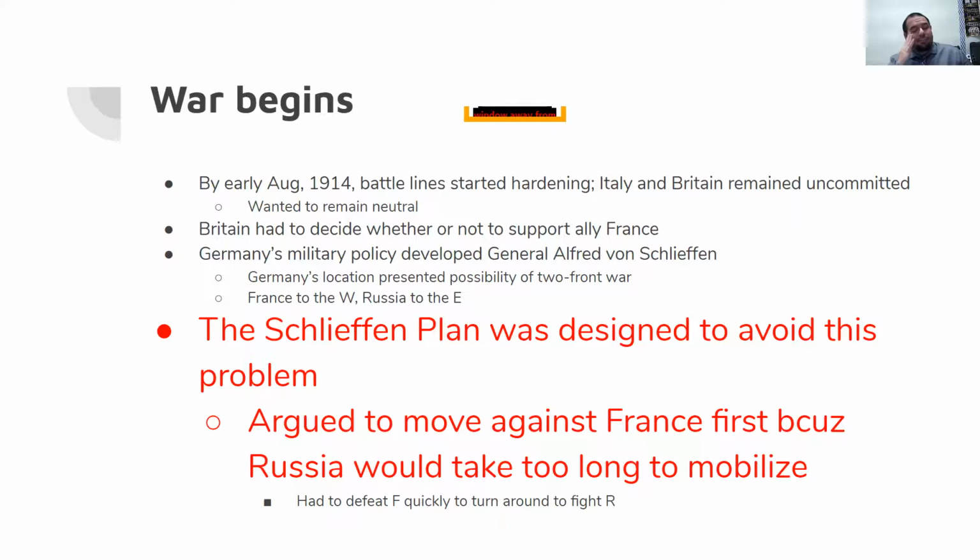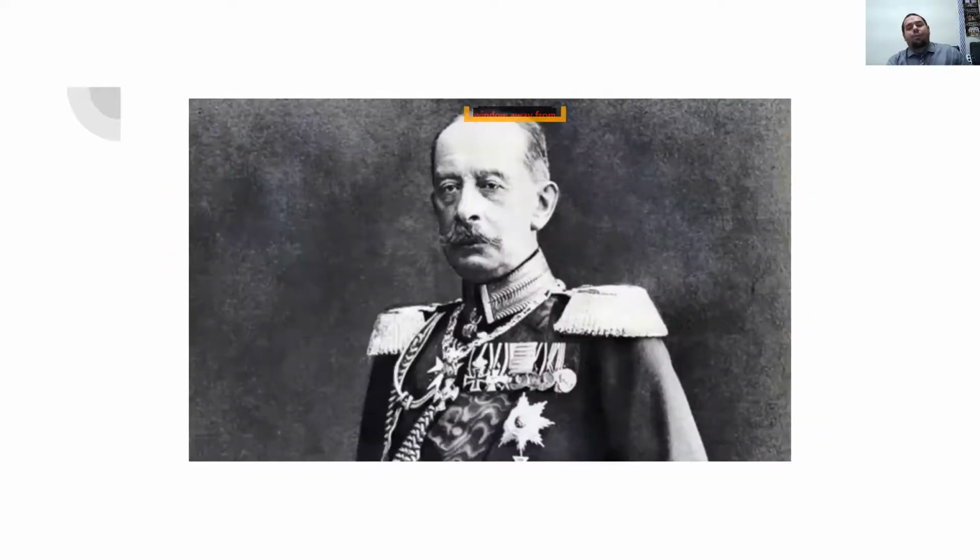In theory, they argued to move against France first because Russia would take too long to mobilize, because, hey, they're a country of I don't know how many million. That's a lot of people. They're going to take a while to build up their military. So they would defeat France first and then skirt all the way to Russia. All right, that's Alfred von Schlieffen.